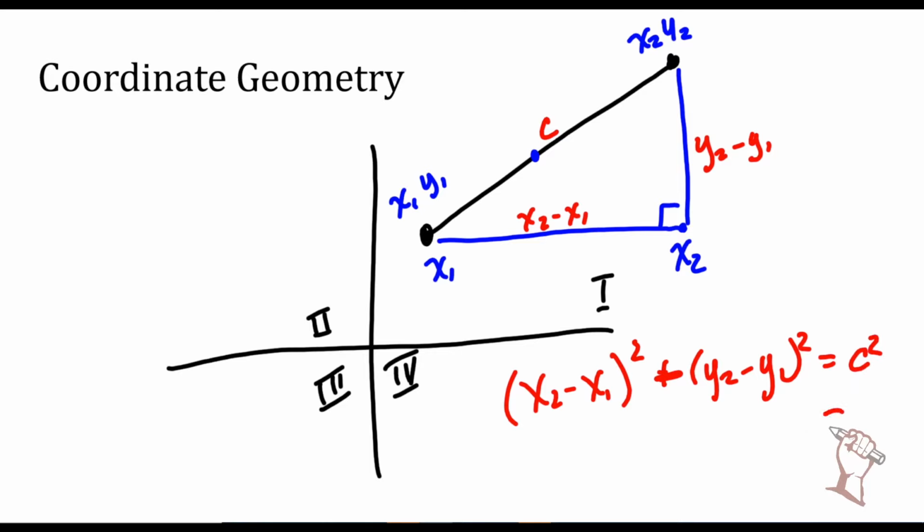So what's the distance here? C is equal to the square root of that whole thing. Pretty amazing. All right, the midpoint.